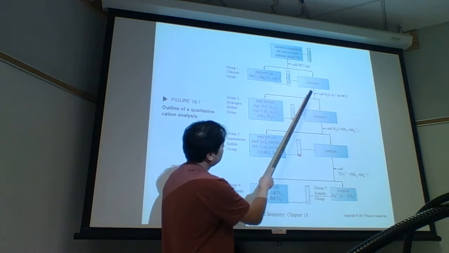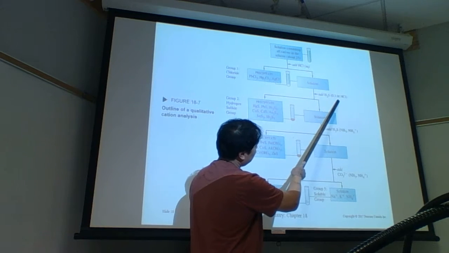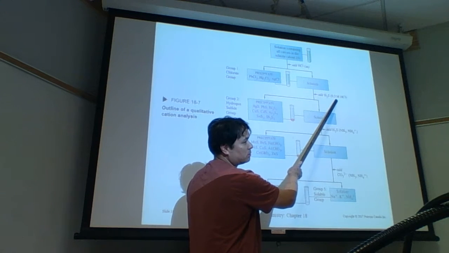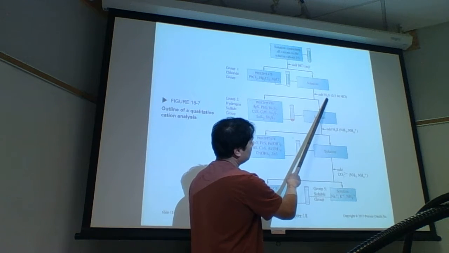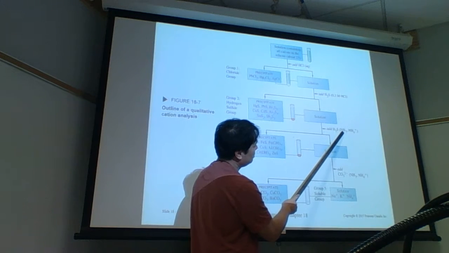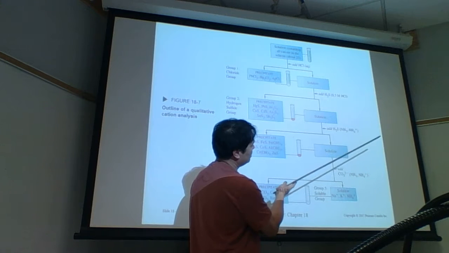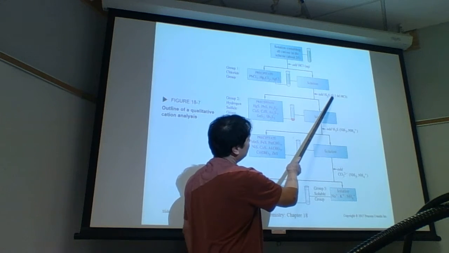Okay, then we take the solution and add H2S. We add H2S at relatively high hydronium concentrations, and this is what we call the acid sulfide group. Down here is the base sulfide group, where we have an ammonia-ammonium buffer, which we'll use to increase the pH. The pH of the acid group is below 1, like 0.9 or something.